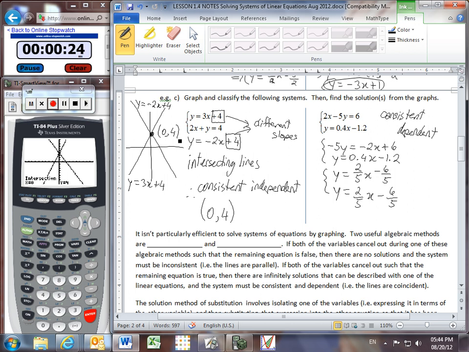And on the second one, if I graphed it, I'm running out of time on this video, I only get 15 minutes, so if I graphed 2/5 x minus 6/5, I'd end up getting the same thing twice. They're coinciding lines, hence it's a consistent dependent system, and I can describe the solutions as all x, y, such that, let's see, I can use the original equation, 2x minus 5y equals 6.